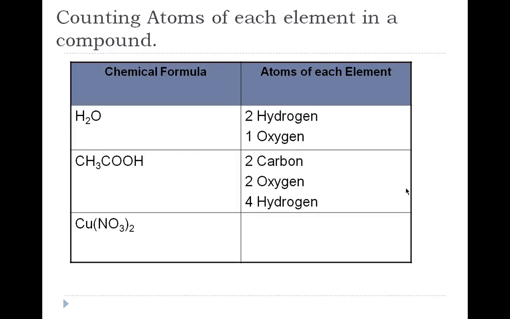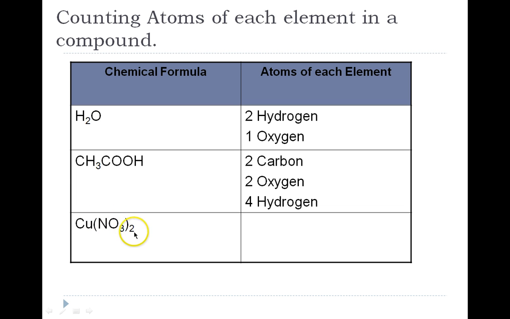Now I need you to know that there's parentheses. Parentheses are usually used around what are called polyatomic ions. And nitrate, NO3, is a polyatomic ion. When you put a 2 to the bottom right, it means that everything inside the parentheses is multiplied by 2 because you have 2 NO3s.